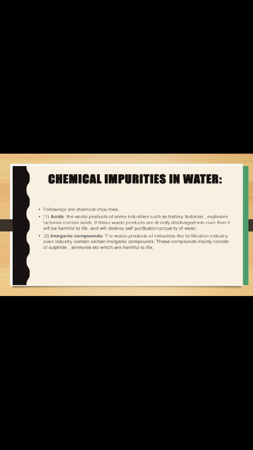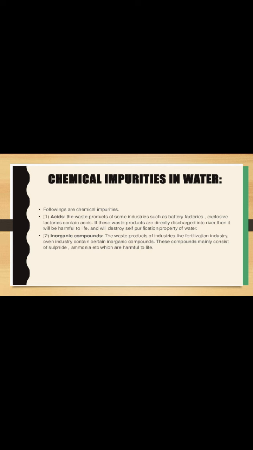Then chemical impurities in water, generally acids. One of the chemical impurities: the waste products of some industries such as batteries, factories, and explosive factories contain acids. If this waste product is directly discharged into a river, then it will be harmful to life and will destroy the self-purification property of water.